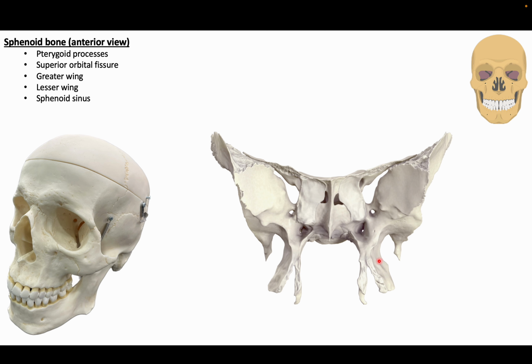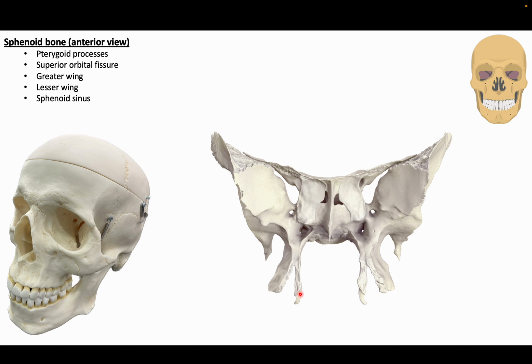And on the bottom here, we have these extensions. These are called the pterygoid processes. And these pterygoid processes of the sphenoid bone are actually bony projections. They extend downwards from the sphenoid bone, and if you see, there are two plates that are coming off of it.